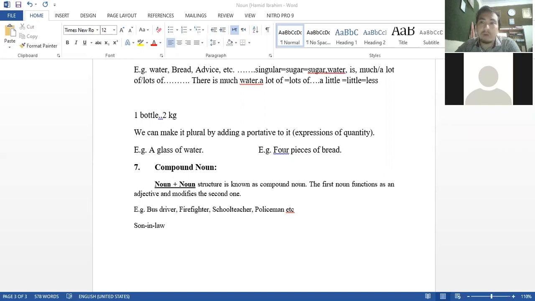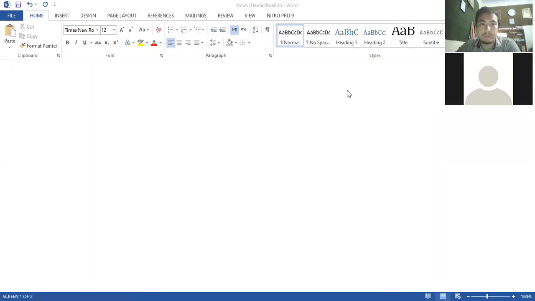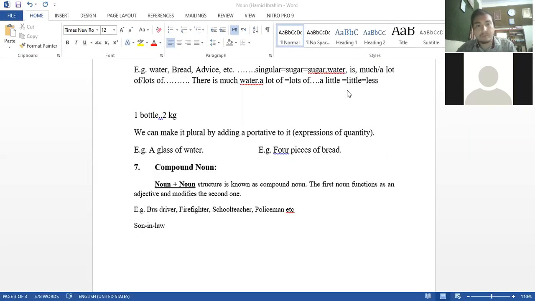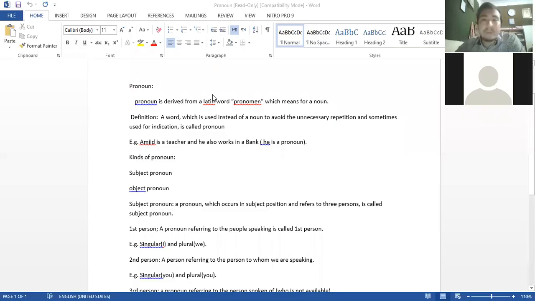Okay. Now, if you have no questions, let's go forward to our pronoun. Actually, pronoun is taken from the word pronomen, which means for a noun. So a word which is used instead of a noun to avoid unnecessary repetition is called what? Pronoun.